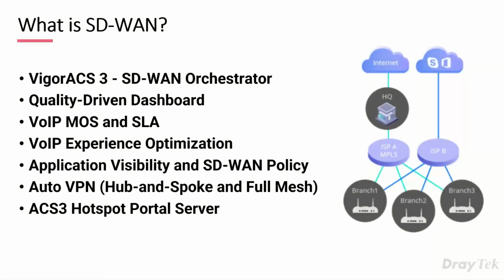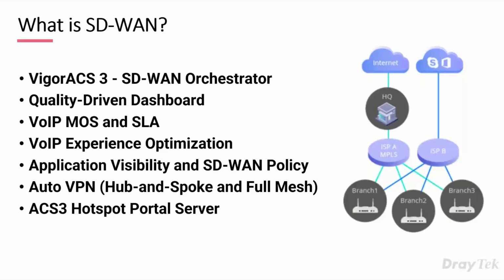If you are accustomed to ACS2, then ACS3 brings the following new features. SD-WAN, obviously, which is a technology that redefines the logical and functional architecture of your WAN components. Features addressed by SD-WAN include the quality-driven dashboard. The quality of every WAN or VPN interface is measured by latency, loss, and jitter. Quality-driven dashboards help network admins understand the reliability of each interface at a glance.